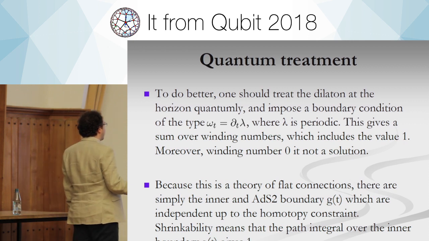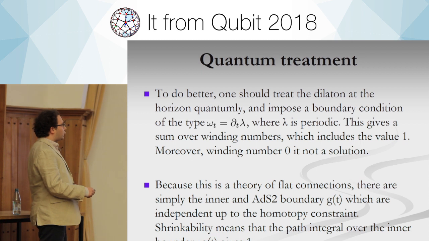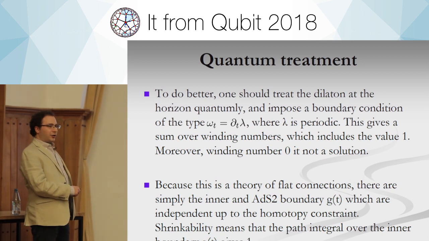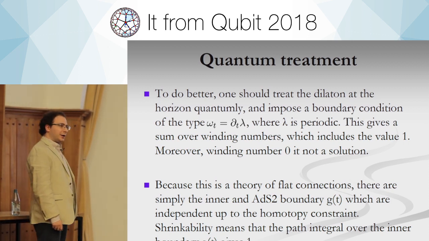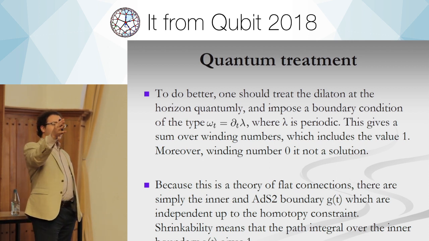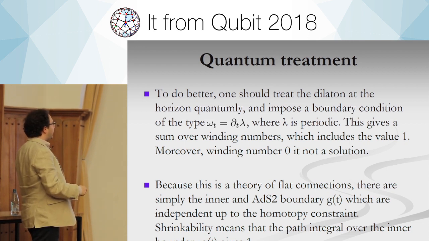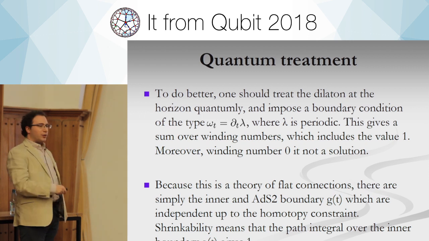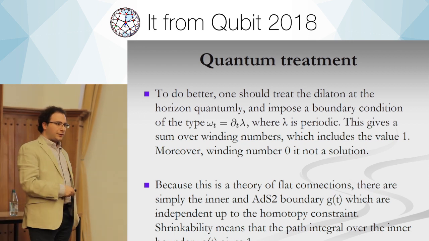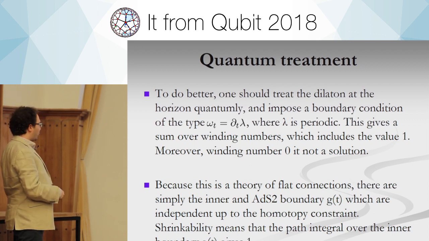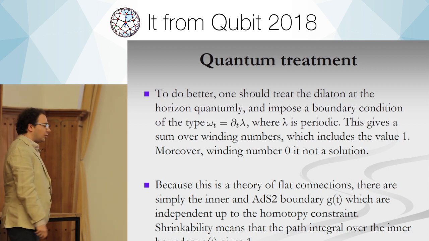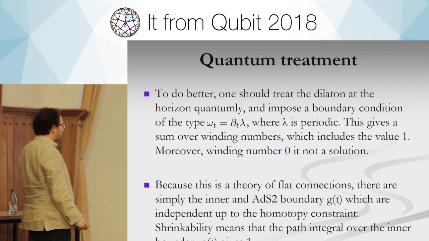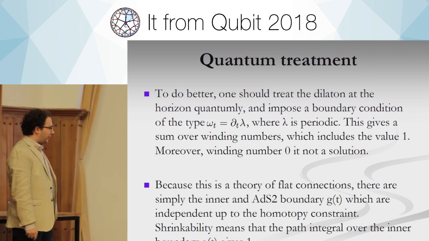Now, if you wanted a more quantum mechanical treatment, somehow you should treat the dilaton quantum mechanically and impose instead a boundary condition on the spin connection instead of fixing the dilaton and then classically integrating. So this is like trying to fold the sum over the center variables into an actually factorized Hilbert space. And so you could try to set the spin connection to be the derivative of some scalar, which is periodic. And then the sum over the scalar will give you a sum over integer winding numbers, which means integer cone angles, 2 pi times an integer, that at least includes the value 1. And the one with winding number 0 is not a solution because it's not compatible with the AdS boundary conditions. So you might hope that the one with winding number 1 dominates.